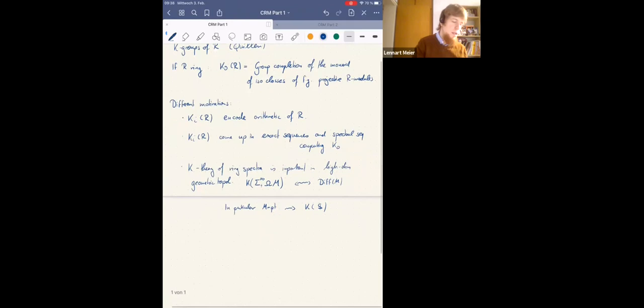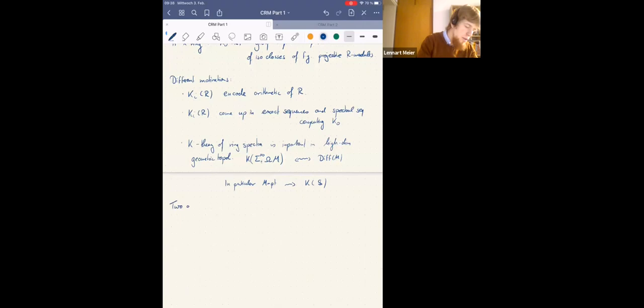So there are basically two approaches to study a spectrum like K of R, but this applies essentially to any spectrum. The first one would be to calculate the homotopy groups.